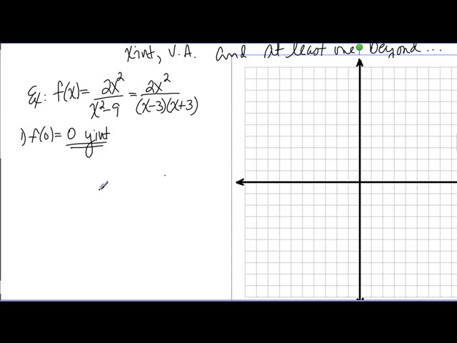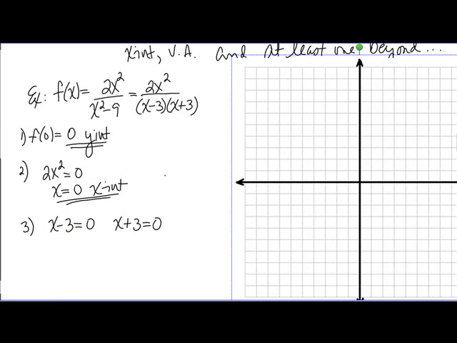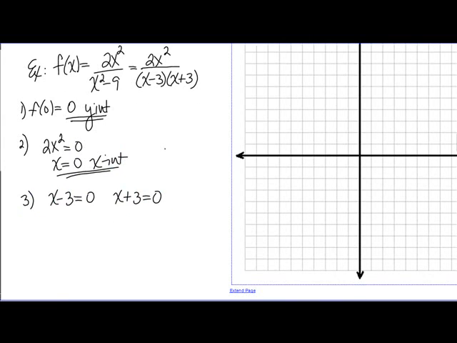Step 2, I need to know what the x-intercept is. Set the top of your function equal to 0. Solve for x. So there's the x-intercept. Looking for vertical asymptotes, we're going to set x minus 3 equal to 0 and x plus 3 equal to 0, because those are the two factors that make up the denominator. So x equals positive 3 and x equals negative 3 are where the vertical asymptotes are going to occur.